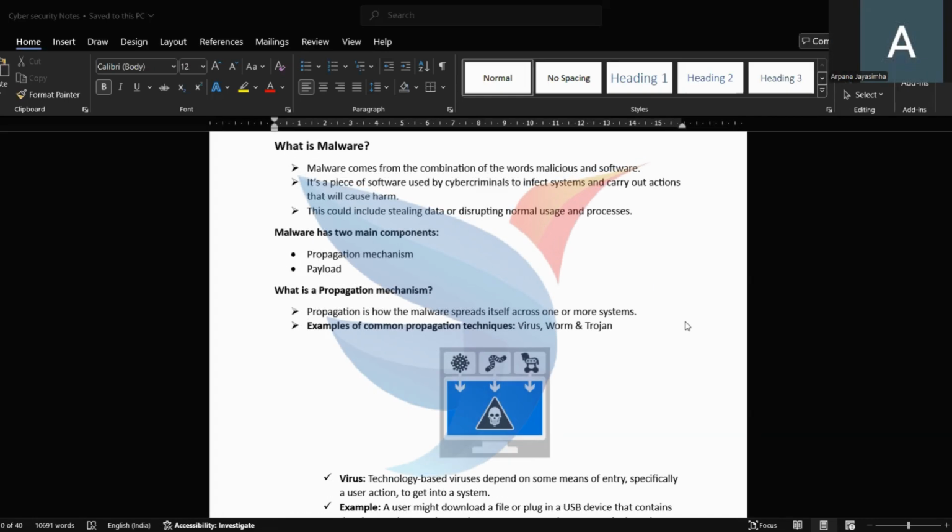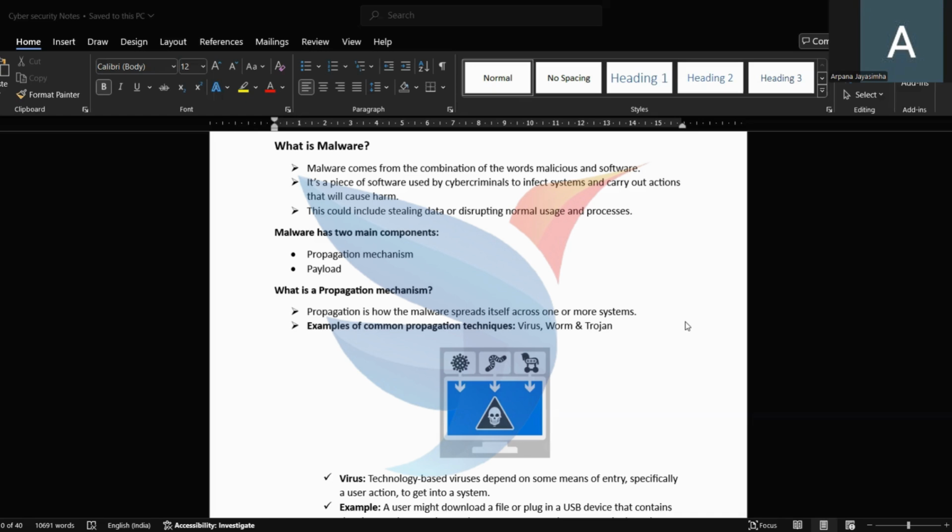Let's see today's topic. What is malware? Malware comes from the combination of the words malicious and software. Therefore, malware is defined as a piece of software used by cyber criminals to infect systems and carry out actions that will cause harm. This could include stealing data or disruption of normal usage and processes.